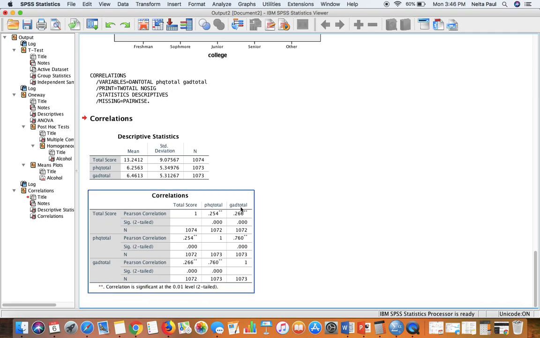Same thing with anxiety. Substance use and anxiety, positive correlation, 0.266. It's a little bit stronger than the depression one. And we have 0.000, so there's a significant relationship between substance use and anxiety. Positive. Weak correlation, but statistically significant.